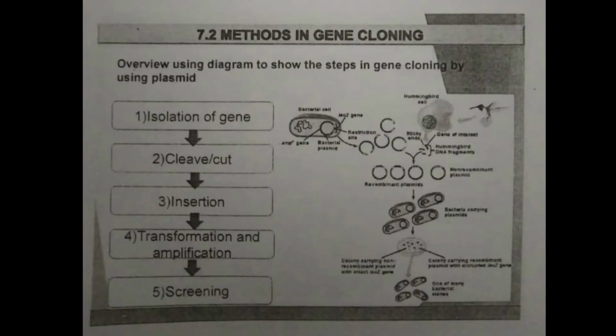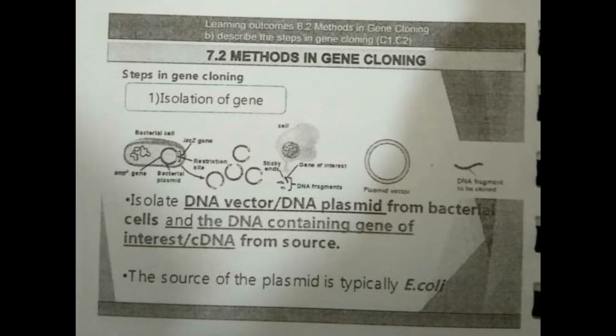The recombinant DNA process is divided into 5 steps: isolation of gene, cleave or cut, insertion, transformation and amplification, and lastly, screening. The first step, isolation of gene. What we do in isolation of gene is, we will isolate the DNA vector or DNA plasmid from the bacterial cells and the DNA containing the gene of interest from the source.